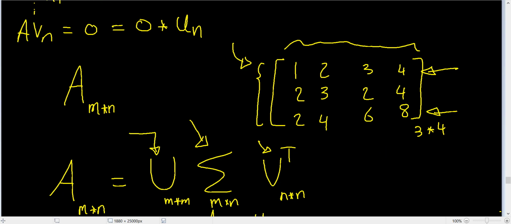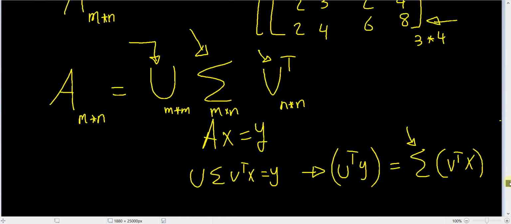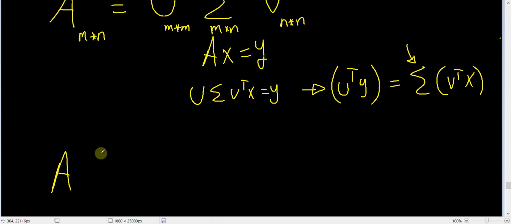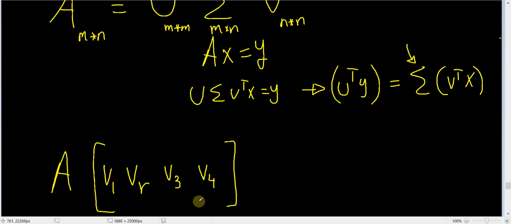Let's now see what the matrix sigma would look like. We have the following scenario. We have A multiplied by V. V is a 4-dimensional matrix, a 4 by 4 square matrix. So we have here V1 and V2, which is equal to VR. Then we have V3 and V4, which belong to the null space of the matrix A.